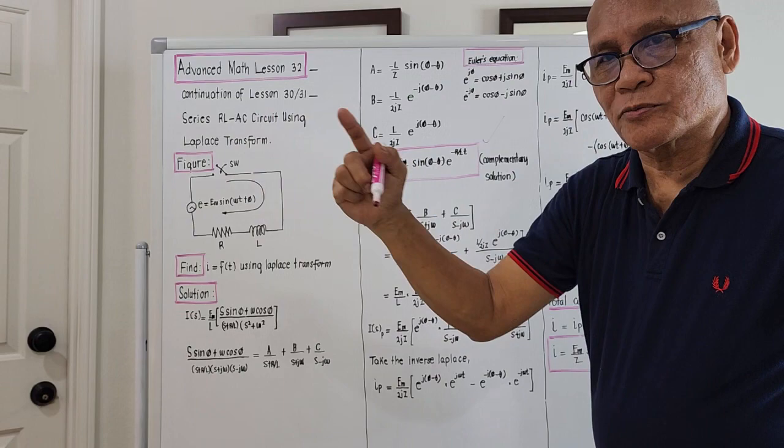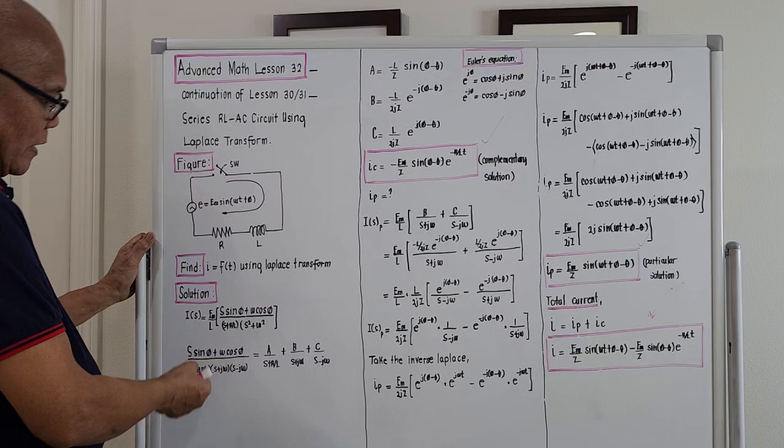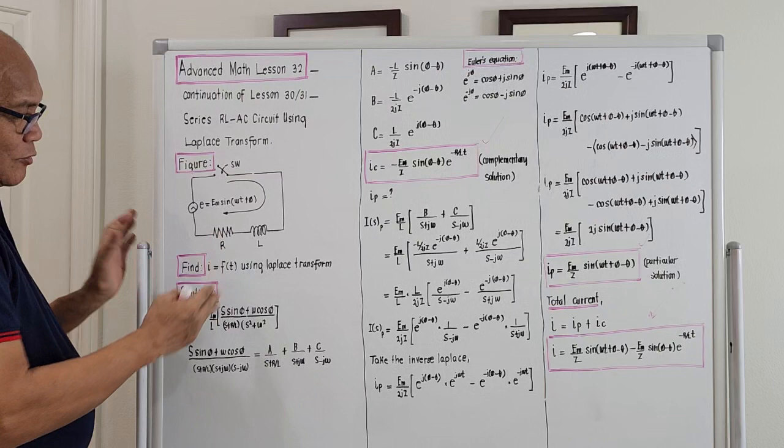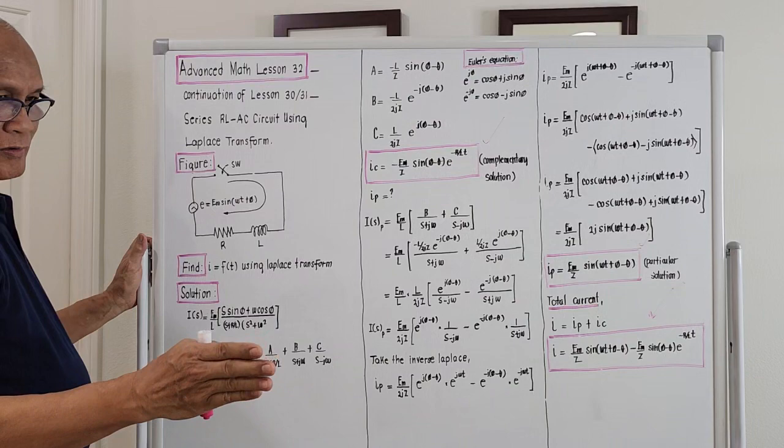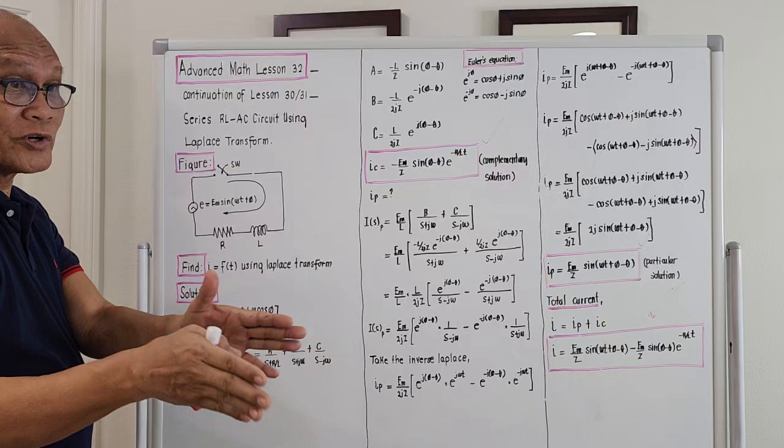Initially, for the solution, capital I as a function of s is actually E sub m over L times open bracket. It was a complicated equation. Okay, so those who are used to the AC equations, this is not AC anymore. This is not short videos. It is a long video.